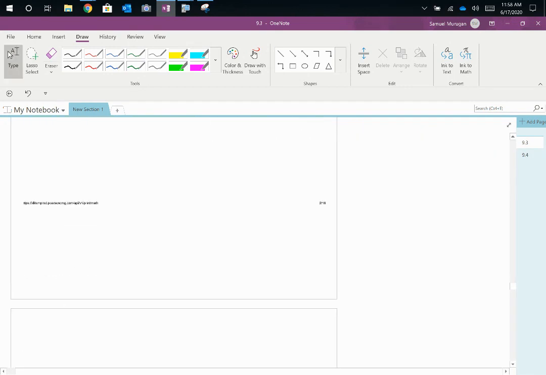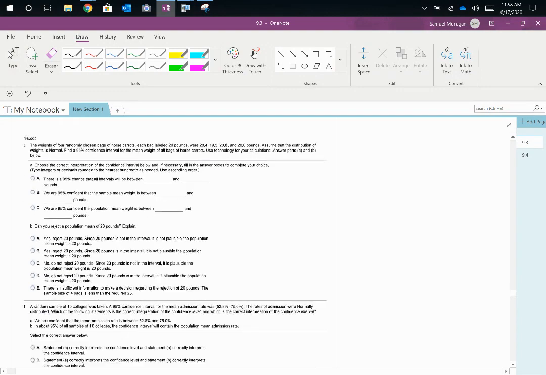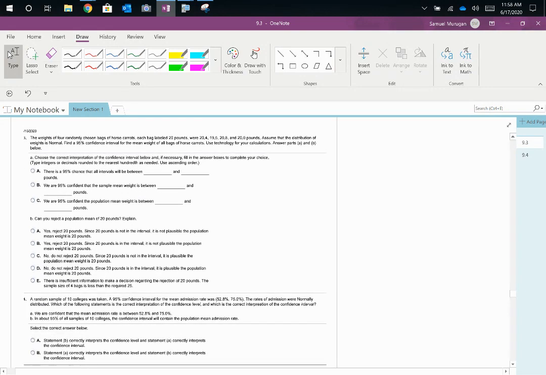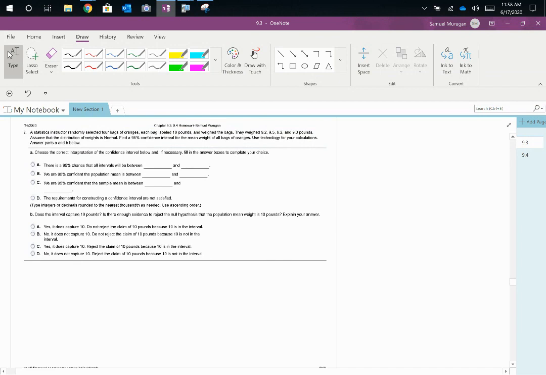All right, next question. So far we have not really used StatCrunch or the calculator, right? So question 2. A statistics instructor randomly selects 4 bags of oranges, each bag labeled 10 pounds, and weighs the bags. The weights are 9.2, 9.5, 9.2, and 9.3. Assume that the distribution of weights is normal. Find a 95% confidence interval for the mean weight of the bags of oranges.